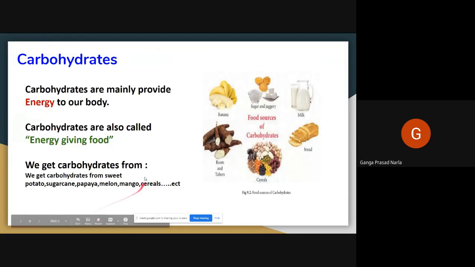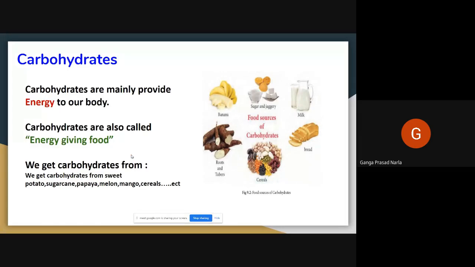From where do we get carbohydrates? From sweet potato, sugarcane, papaya, melon, mango, cereals. Okay, from these we get carbohydrates. So are we eating rice daily, right? Are we eating rice daily or not? Rice or chapati, jowar roti.